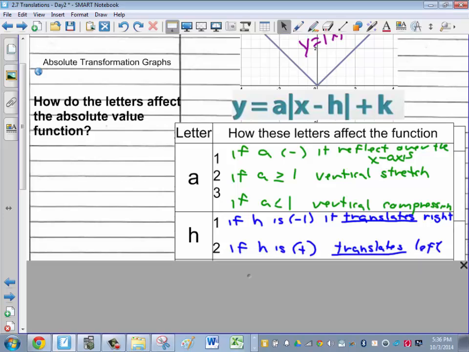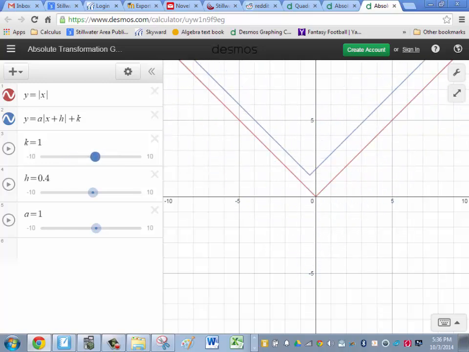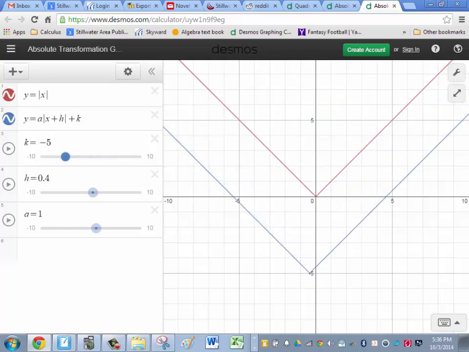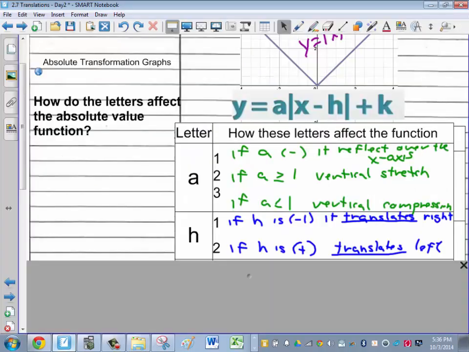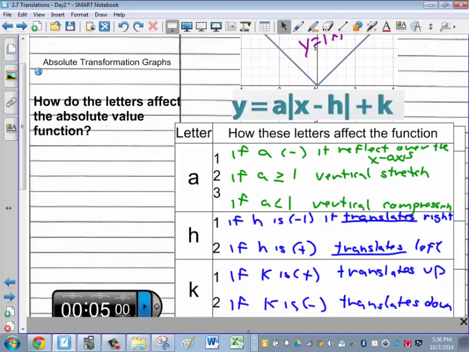Okay. Well, with this being the case, I'm guessing I know what the k is going to do. It's going to move up and down, right? And sure enough, it does. Look at that. Up and down, up and down. Positive, it's up. Negative, it's down. Let's fill that in. So if k is positive, it translates up. And if k is negative, it translates down.